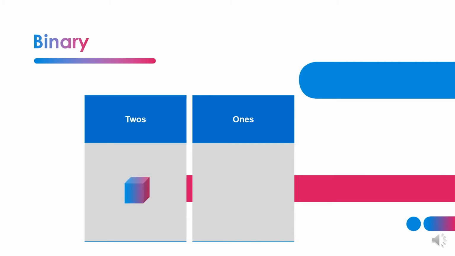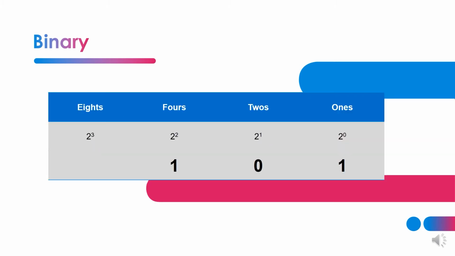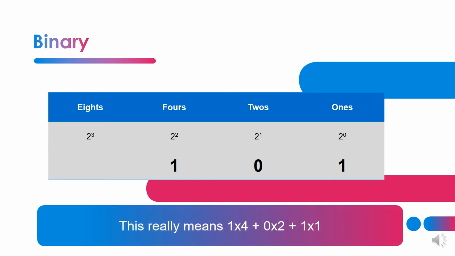The big difference is that the column is not called tens, but think of it more as twos. Using this example, we have a 1 in the twos column and a 0 in the ones column. So the number 10 in binary is the same as 2 in decimal. In this example, 101 in binary could be written in expanded notation as 1 lot of 4, 0 lots of 2, and 1 lot of 1. In other words, 101 in binary is the same as the number 5 in decimal.